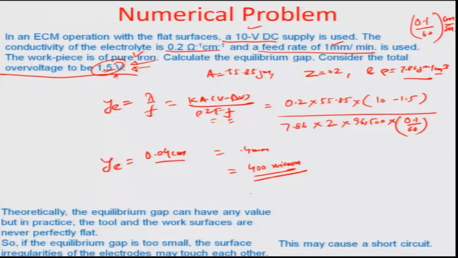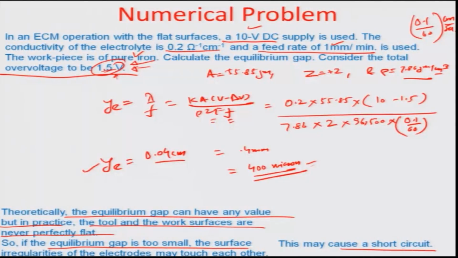So, that is how small the equilibrium gap comes out to be in such a case. Theoretically the equilibrium gap can have any value, but in practice the tool and the work surfaces are never perfectly flat, and so it really depends on the average roughness, which would be determinative of this term YE. If the equilibrium gap is too small, then the surfaces may touch each other, and this may cause a short circuit because of irregularities of the electrode surface. This is something that we have to avoid in an ECM process, the touching or short circuiting of electrodes owing to the differential surface roughness.